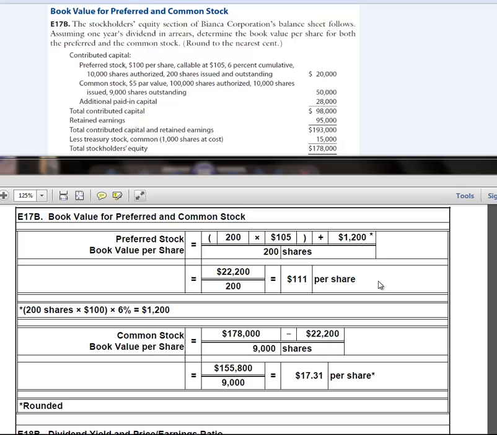Then we move to the common stock book value per share. In common stock, generally it is just going to be stockholders' equity divided by common shares outstanding. But because we had preferred stock, we're going to take our stockholders' equity of $178,000, which came from right here, and we're going to have to subtract out the preferred stock equity that we calculated above, and then divide by the total number of common shares outstanding, which you can see in our problem is 9,000 shares. So total equity of $178,000 minus our preferred equity of $22,200 divided by 9,000 shares leaves us a book value for common stock of $17.31.